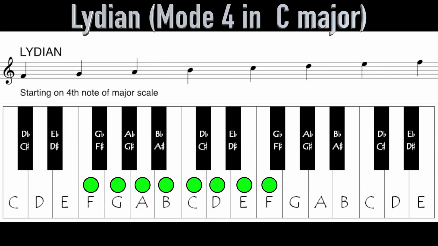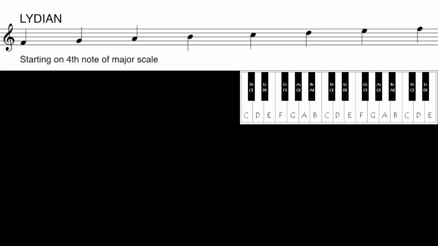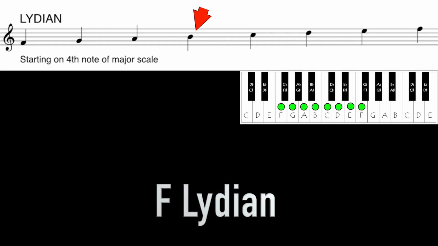Lydian is the fourth mode in the major scale and it is one of the brightest scales in the modes. This scale is the same as the major scale but the fourth degree is sharpened. For example, F Lydian is the same as F major scale except the fourth degree which is sharpened, and here we have B natural instead of B flat.